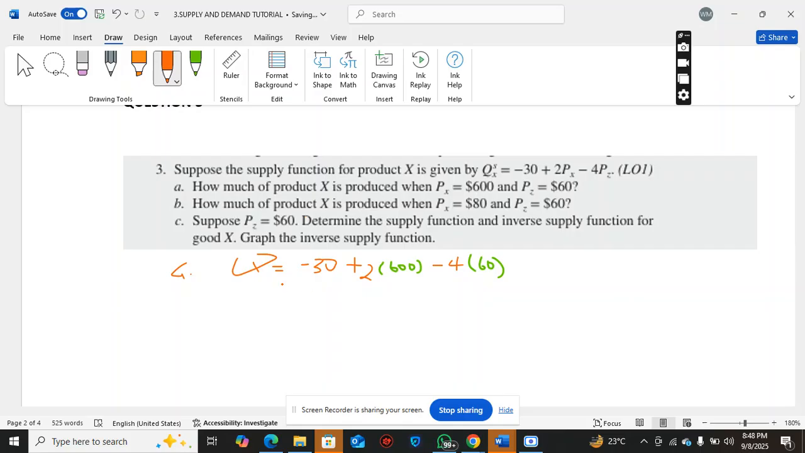All right, so negative 30 plus 2 times 600, that's 1200. Negative 4 times 60, that's minus 240. Okay, and then I'm going to say negative 30 plus 1200 minus 240. That's 930 units of this good will be supplied. 930 units.